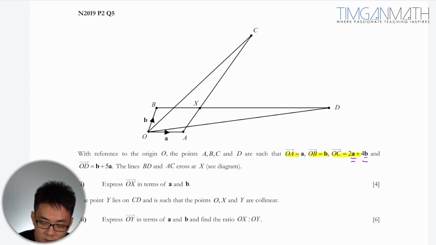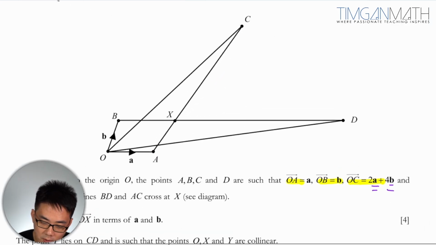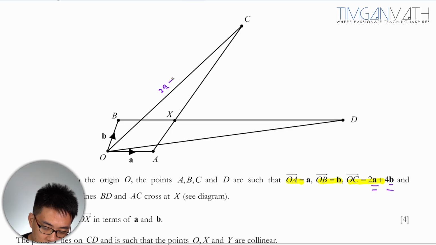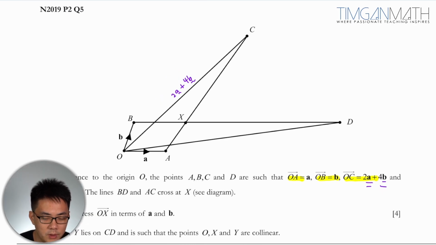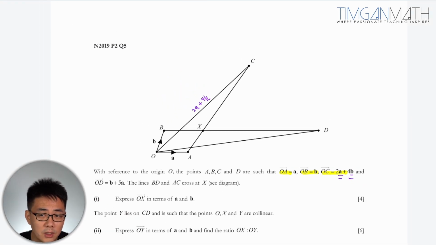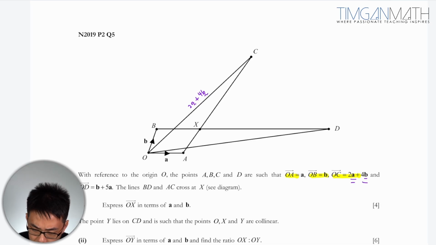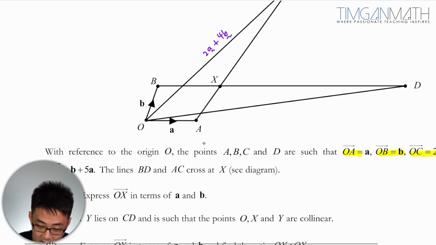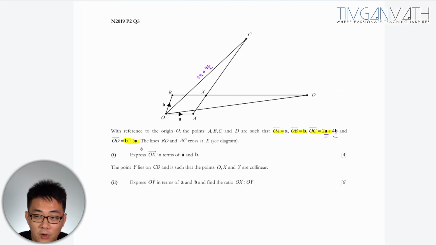Of course it's not drawn to scale, but the idea is 1, 2, 3, 4. So C is just 2A plus 4B, which looks like it's in the correct position there. OD is B plus 5A. So you just add B here and then add 5A, and you get OD. It also seems like it's in the correct position here.